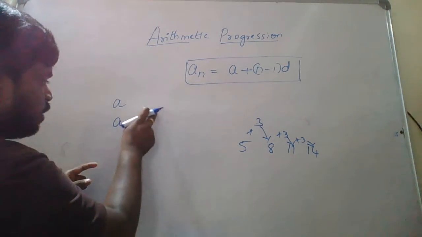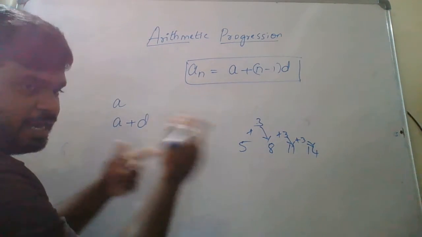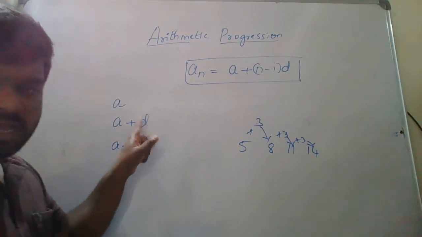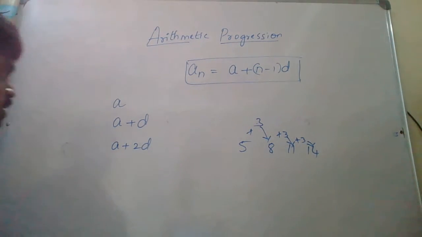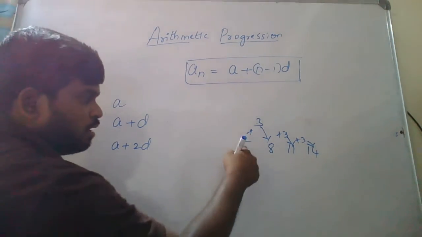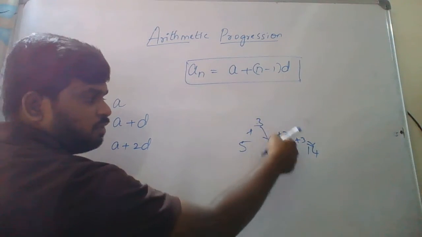Now again, to get the next one, I'm going to add d. So it will become a plus 2d, because there is already a d, and if I add another d, it becomes a plus 2d. To get the next one, again I have to add d, isn't it? To get the second term, you added 3. To get the third one, again you added 3.